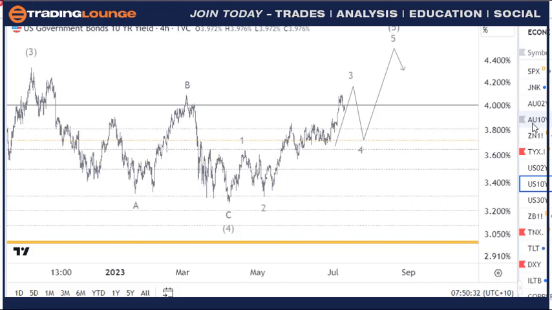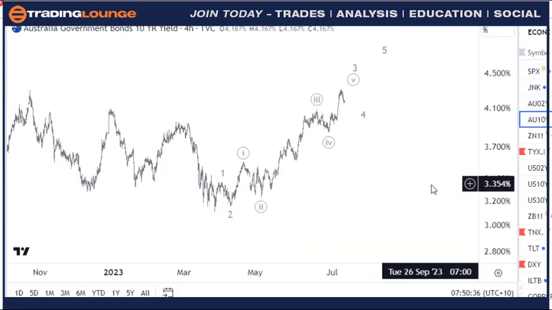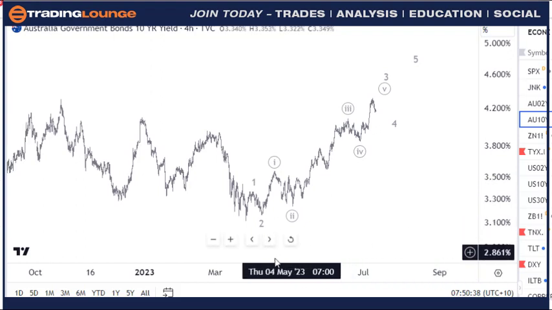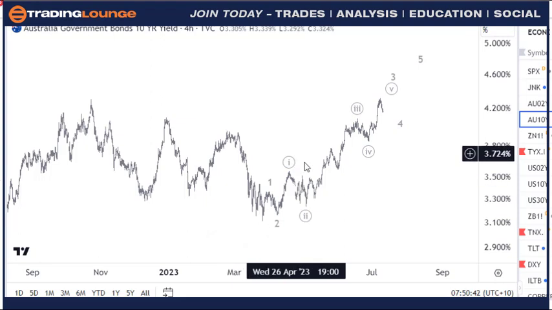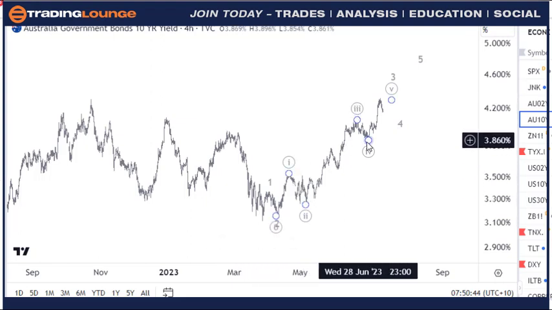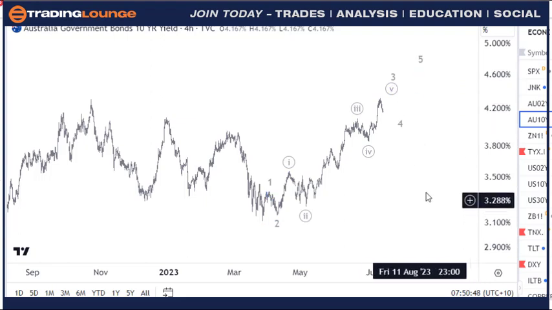So either way we're going up a little bit higher. I do want to look at the 10-year yields for our Australian folks. So once again we've got wave 3 and 4 here, then 1 and 2, 1, 2, 3, 4, 5 for the third, fourth, and fifth. So pretty much in line with the US 10-year yields as well.